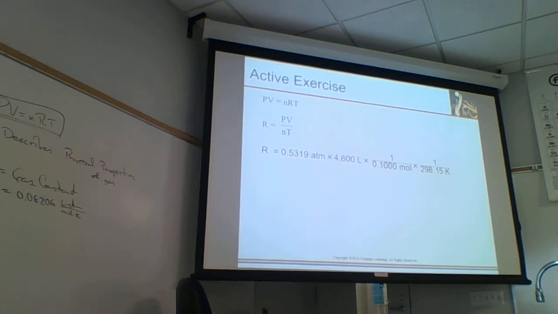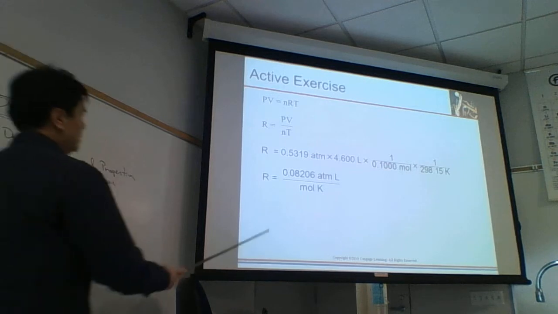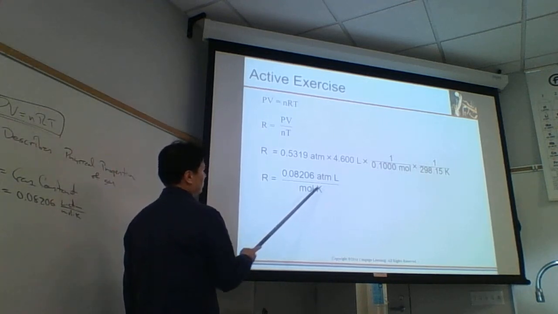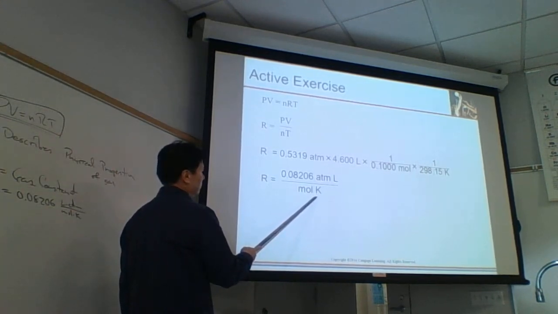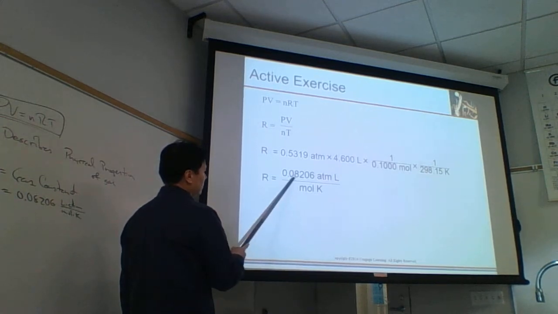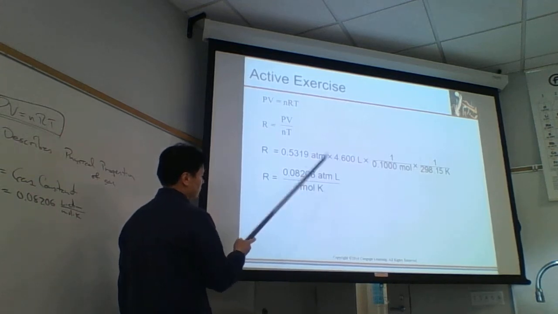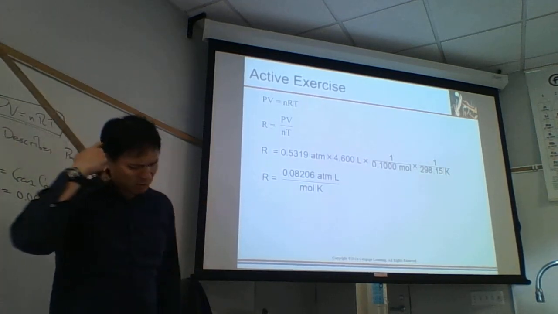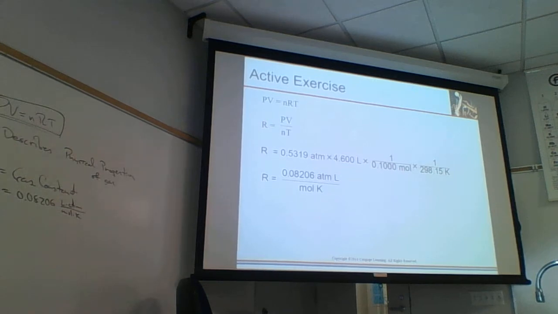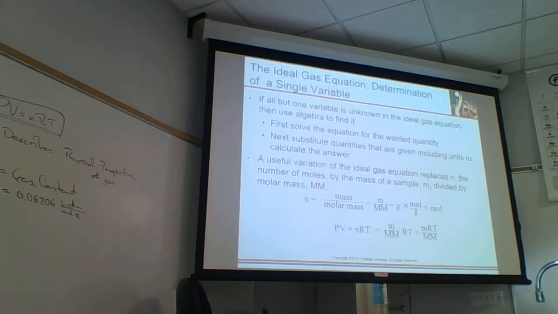Well, in this case, none of the units cancel. None of the units cancel. And we end up with an R of 0.08206 liters atmosphere per mole Kelvin. Now, this is a number that's usually given. This is just 4 sig figs. So that's a number that's normally given or memorized. So that's just a calculation, just to verify for me.